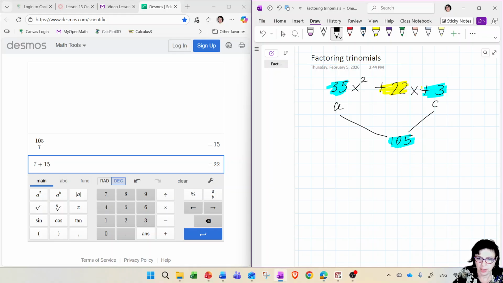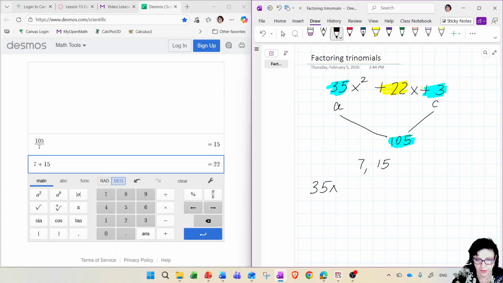Let's write them down. So 7 and 15, such that their sum is 22 and their product is 105. The next thing is to factor by grouping. But don't freak out on me. It's not going to be that hard from here.